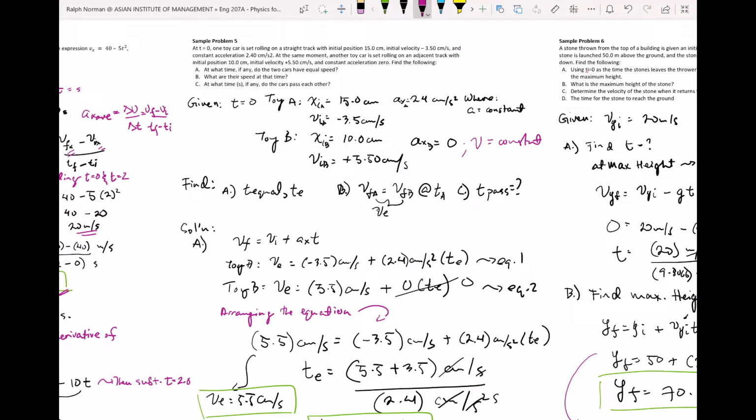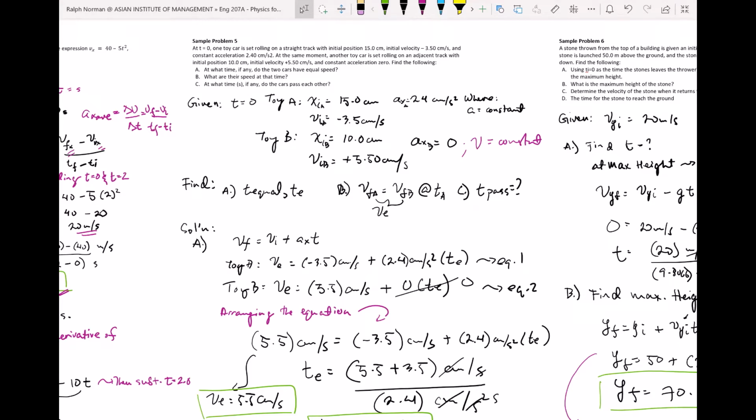Remember, when you have a constant acceleration, your velocity just varies linearly. But when you have a 0 or constant acceleration, your velocity here now would be constant all throughout, kind of like a straight line.